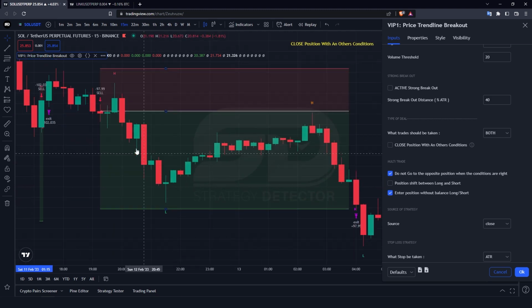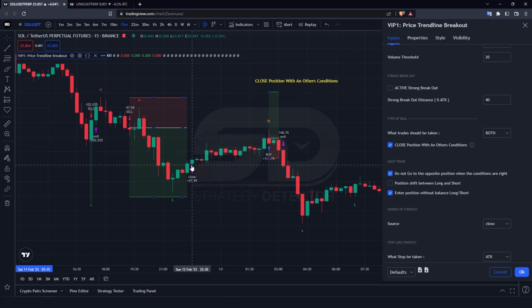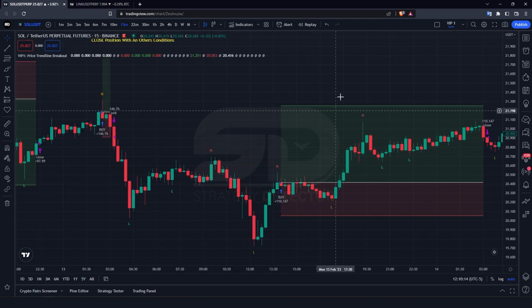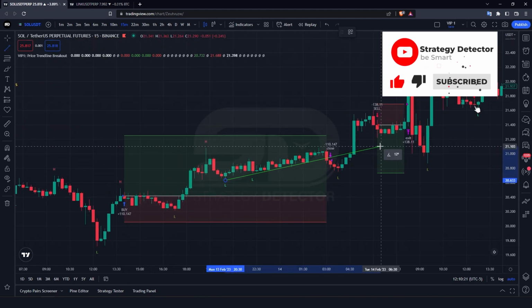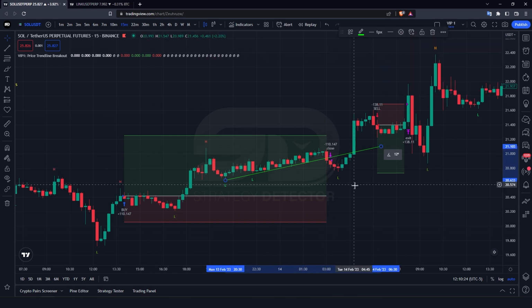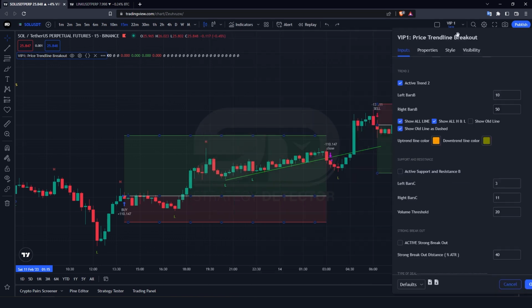Look at this position. It took this position for us like this. And now if I turn on the close option with another condition, you'll see that a trend line has been formed here, which breaks in the opposite direction, so the strategy closed the position. And also in this position, we have a trend line that breaks in the opposite direction, and then it closed the position. This feature of the setting gives us this kind of ability for our trades.